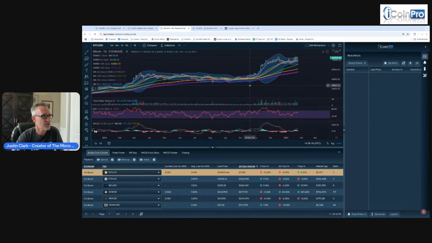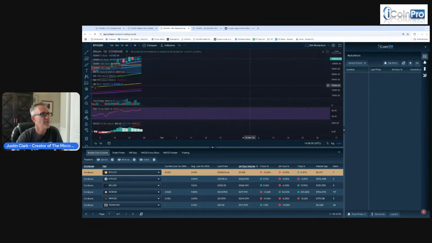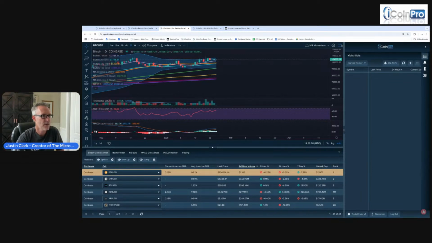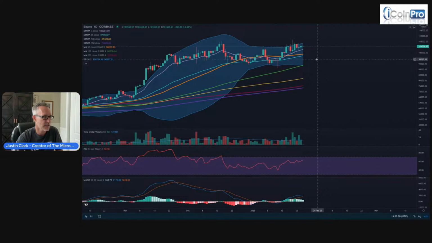So we're not sure where we're going to go from here. But overall, this is pretty good as long as we stay above that 100K mark in this light purple moving average. The buyers are probably going to stay pretty happy.